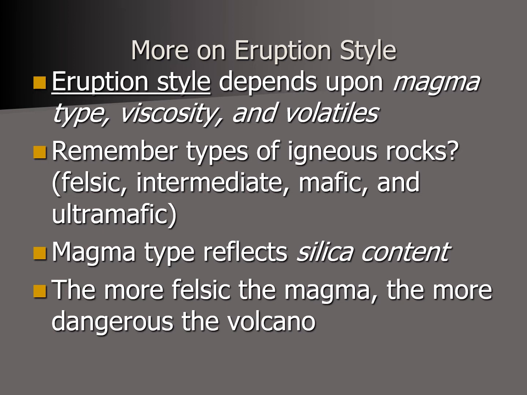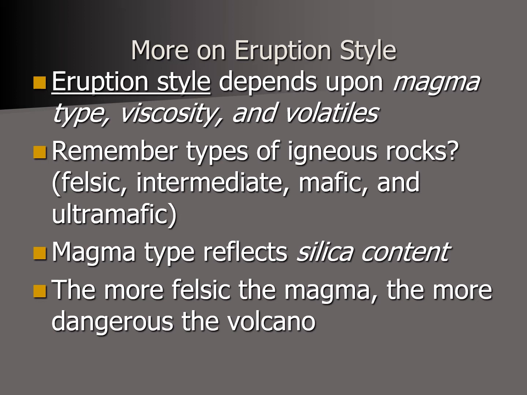Okay, that first bullet we mentioned early on in this discussion, eruption style, depends upon magma type, viscosity, and volatiles. And then we had 3 different magma types: felsic, intermediate, and mafic. Well, 3 that erupt. Ultramafic does not erupt today anymore. Okay, magma type reflects silica content. So we're going to see that the higher the silica content, the higher the viscosity, and therefore the more dangerous the volcano.